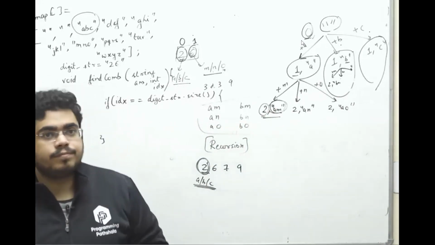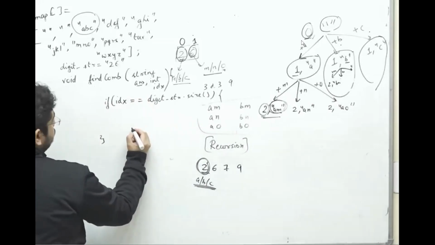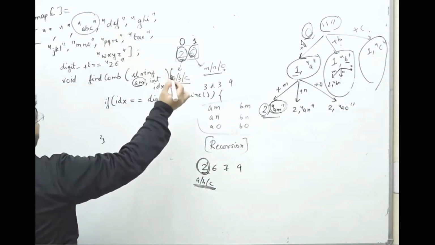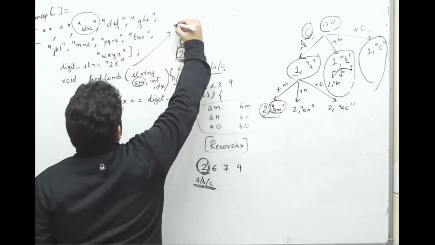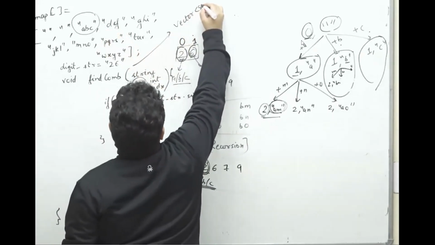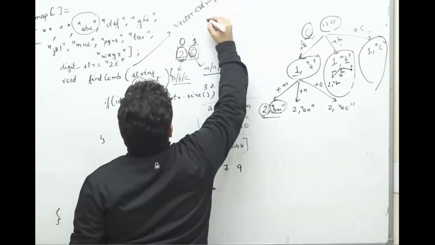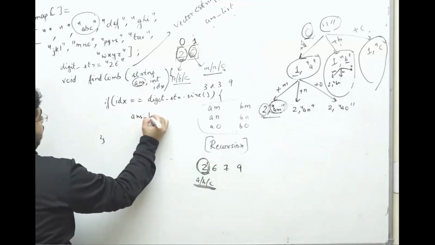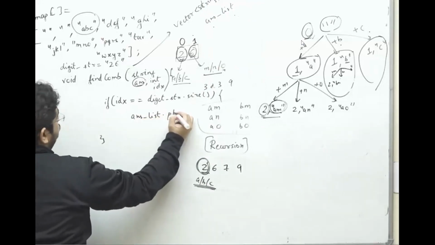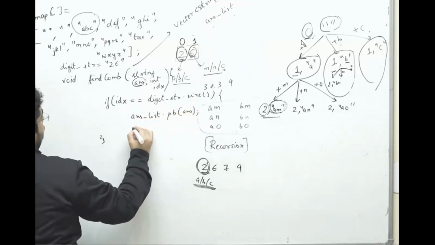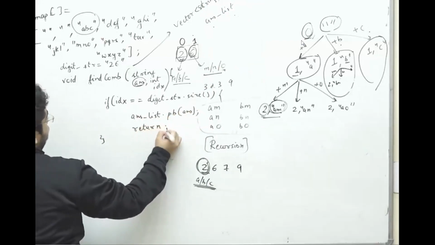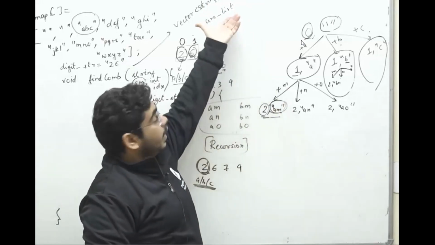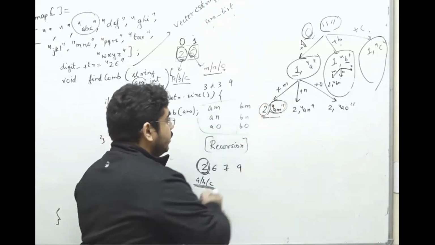So what I'll do, this is my answer. I'll store it. So let's have an answer list as well. So a list of string, which will be your answer list. So I'll say answer list dot push answer and return. So whatever answer I have got so far, I'll put it in my answer list and simply return from here.